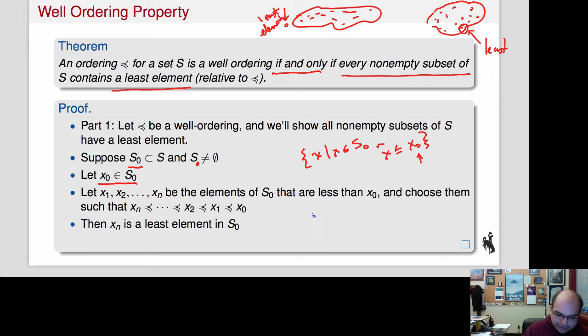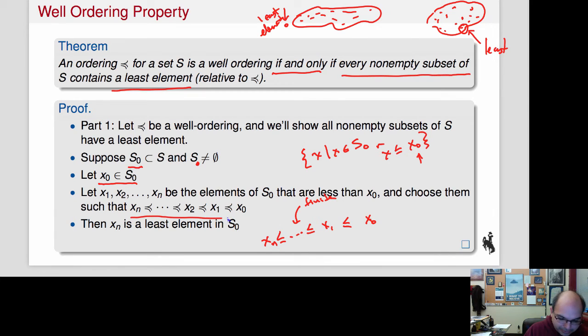I can always arrange them, right? Because I have a well ordering. So I can write these elements down as x naught, which is greater than x1, which is greater than, and so on. But it's a well ordering, so I can't have an infinite chain. This has to be a finite chain. So it's going to stop at some point, and let's say that is x sub n.